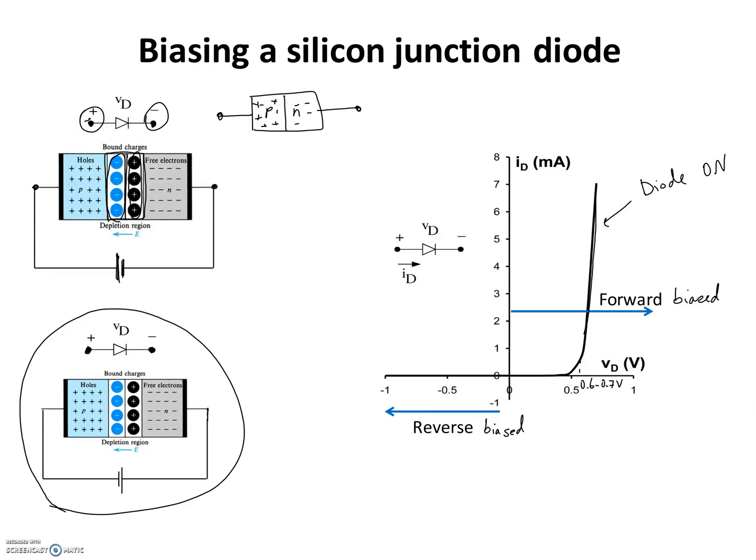So for VD less than 0.7 volts, we're going to say that the diode does not fully conduct. Although it's forward biased, it's not fully conducting, and next in the piecewise linear model we're going to say that it is off.